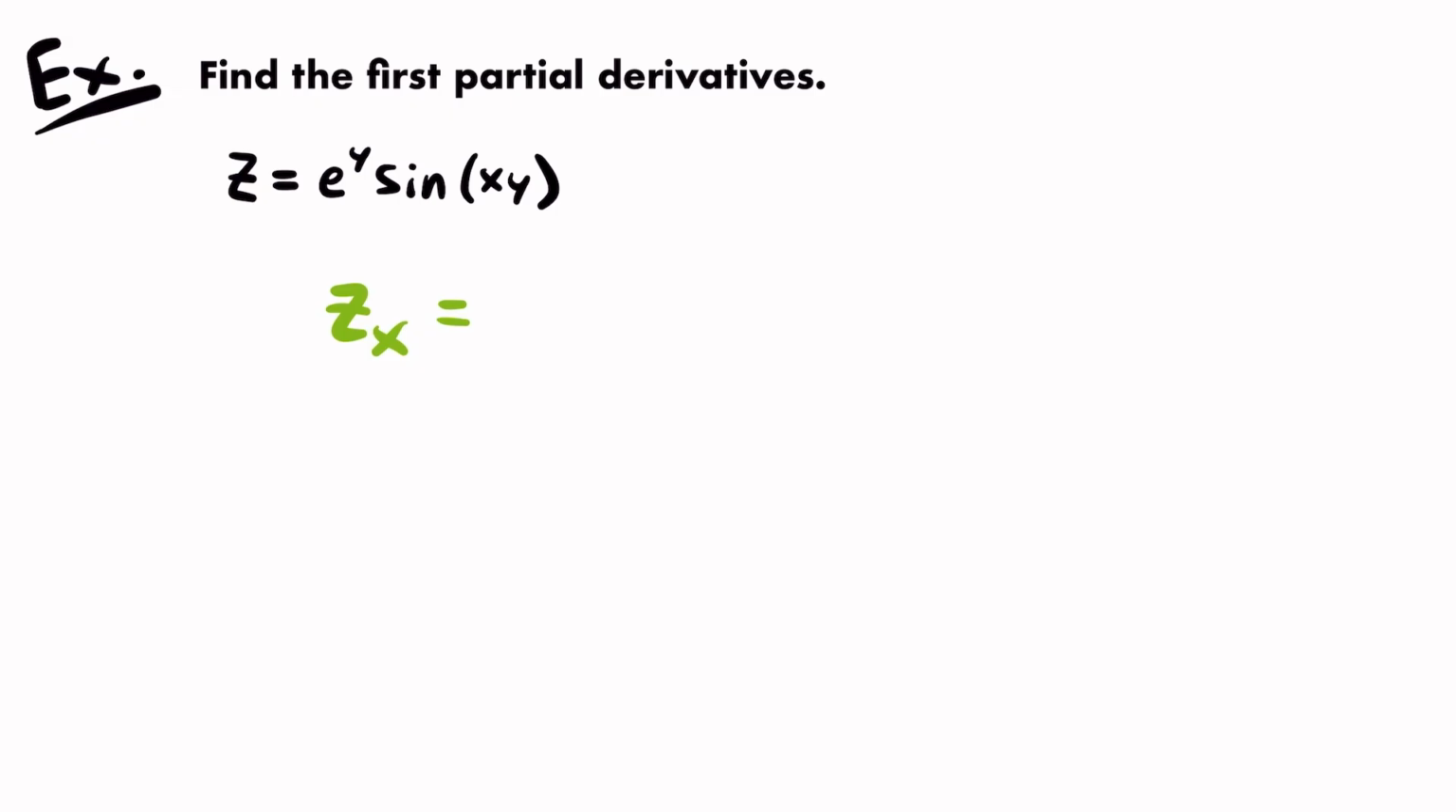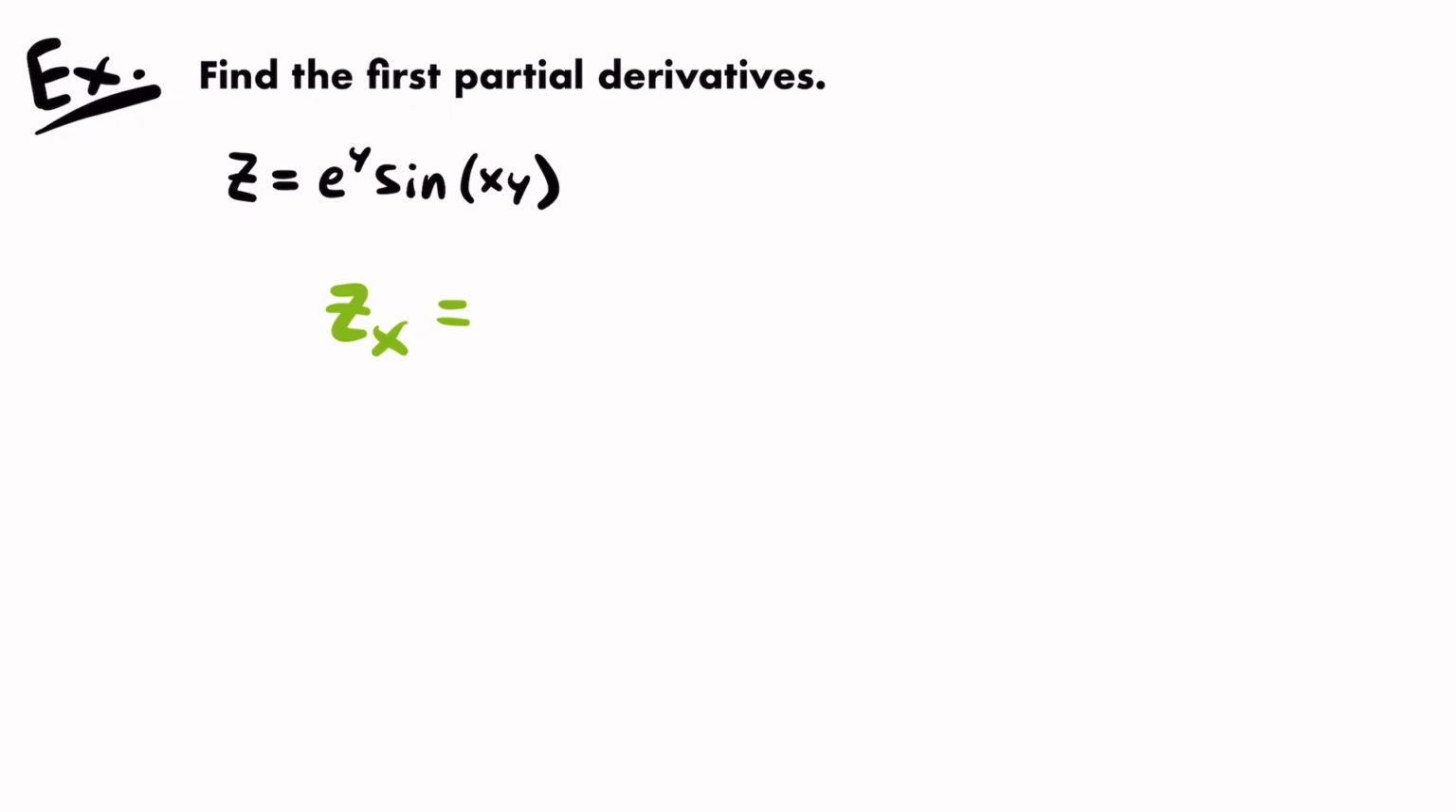And the only x I see here is inside the sine function. So even though we have a product of e to the power of y and the sine function, we don't need to use the product rule because x is only found in one of those functions. Okay, so e to the power of y is just a constant. So we just need to take the derivative of sine of xy, which will require the chain rule because you have an inside function of xy. So let's work on that here.